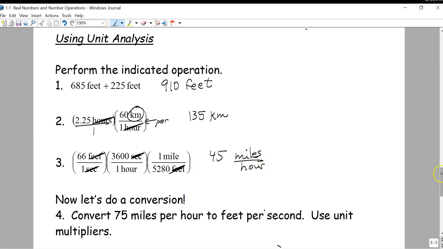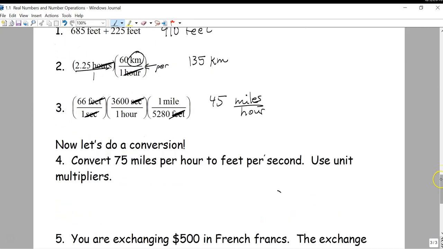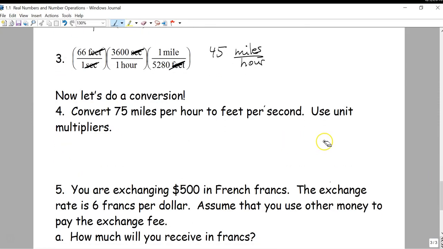All right, so now let's do a conversion. We're going to do exactly the same thing, but we're going to actually set it up ourselves. Convert 75 miles per hour to feet per second. So we're going to start with 75 miles per hour. Remember when I said per, I'm going to divide. So we've got 75 miles per hour, and we're going to multiply that by some unit converters because I want to convert miles into feet and hours into seconds.